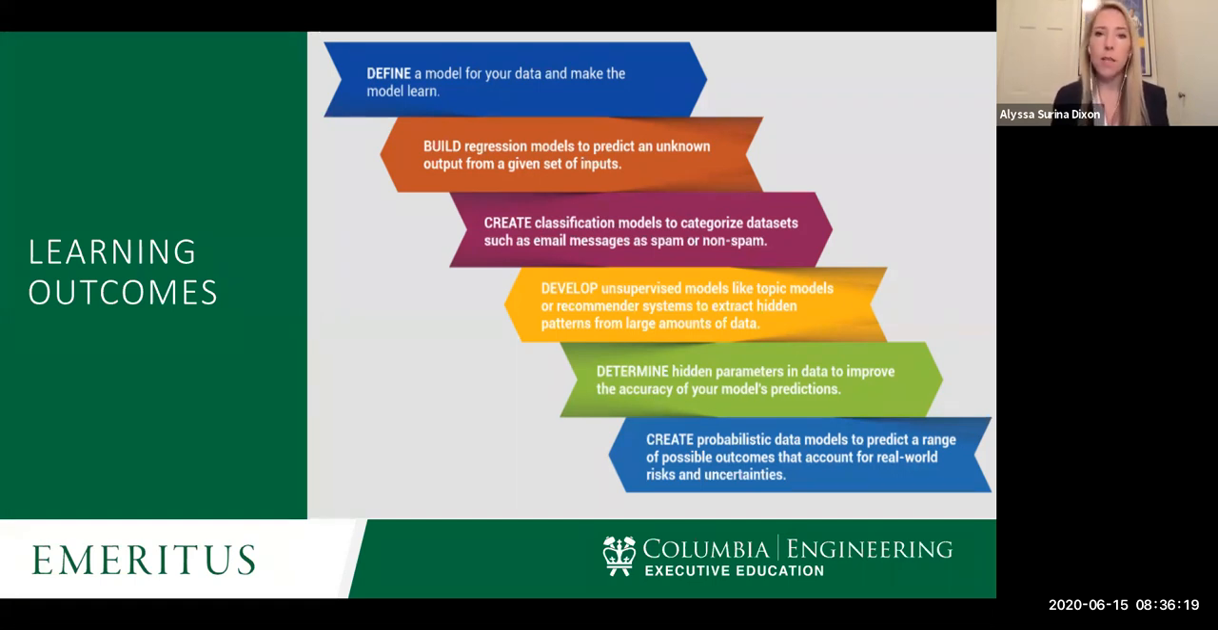And then also build a regression model, predict your outputs, and create a classification model to be able to categorize. I think one common case that we use is email messages being classified as spam or not spam. I think that's a very typical use case. Develop unsupervised models like topic models or recommender systems to extract hidden patterns from large amounts of data. I would say that unsupervised modeling, as someone who's in the data science world, is probably the most valuable in terms of creating value out of thin air, because with unsupervised models, you're able to take a lot of data and develop KPIs out of it, take a lot of performance data and develop new splits to be able to view aspects of your business.